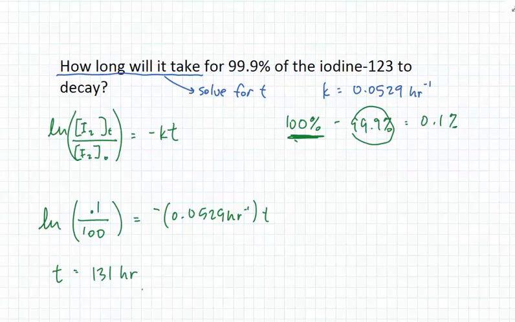I almost get negative. Did I make the negative sign? Yes. Negative kt equals negative kt. Divide by negative k. Yep. Divide by negative k.